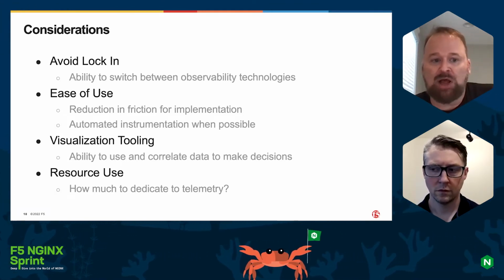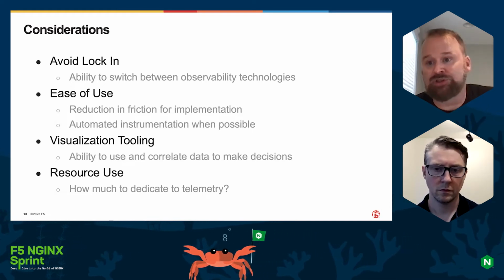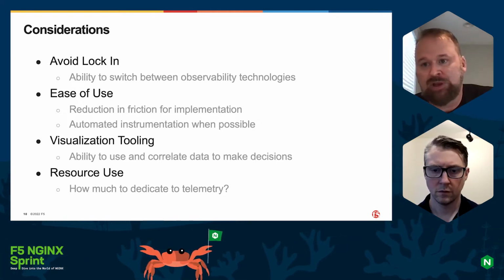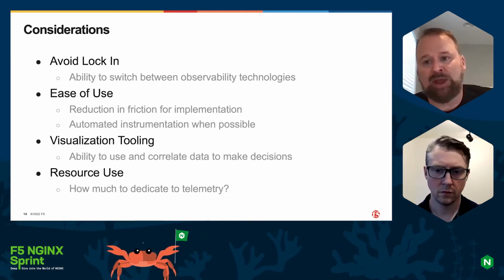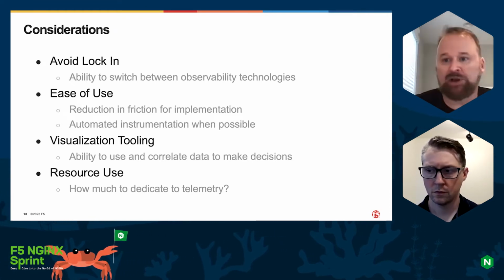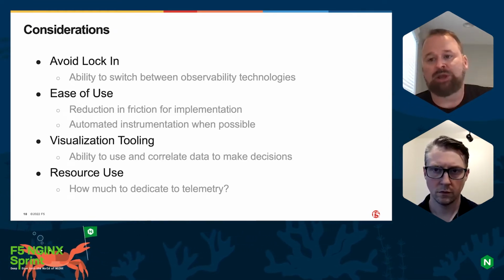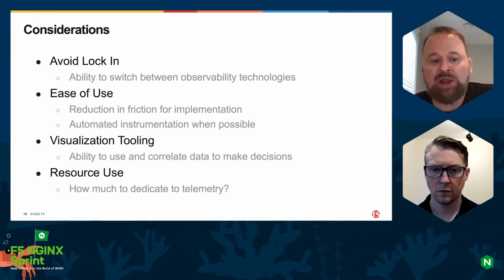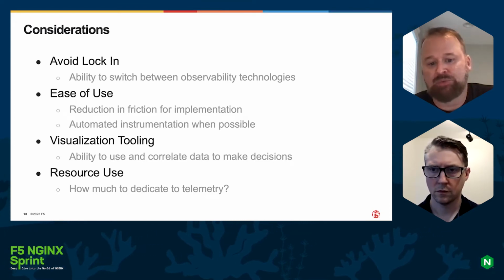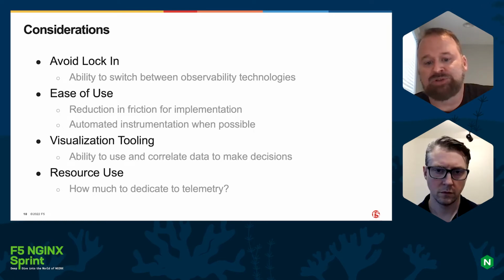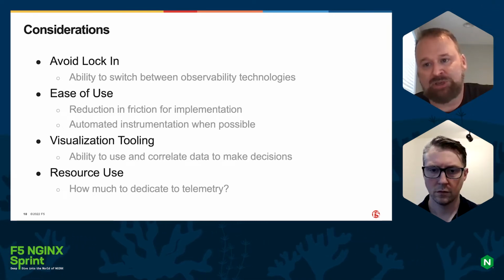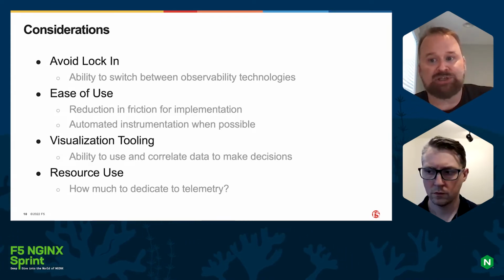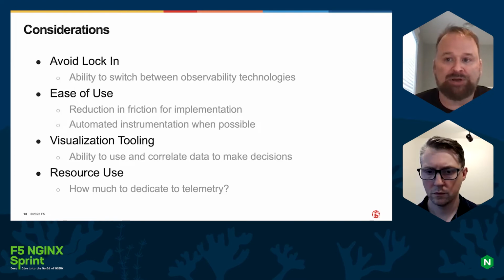So avoiding lock-in, ease of use, visualization. It's important for us to be able to take that data and do something with it. I think many people go down the path of collecting a ton of data and then it sits there. And there's no way to correlate it. There's no way to mine it, but they have it. And then kind of tying right in with visualization is the resource use. How many resources to dedicate to telemetry? How much CPU? How much memory? When we're talking about data like log data, how much disk? And how long do you keep that for and at what granularity?